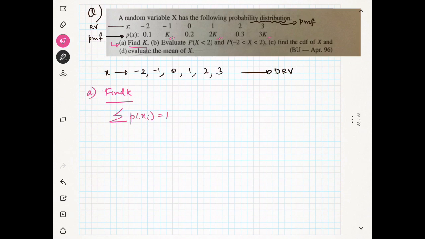So here you have 6 random variables. So i varies from 1 to 6. So this is nothing but you have 0.1 as the first one, plus k, plus 0.2, plus 2k, plus 0.3, plus 3k. This total will be equal to 1. Am I correct? So you can see here this is nothing but 2k plus k.